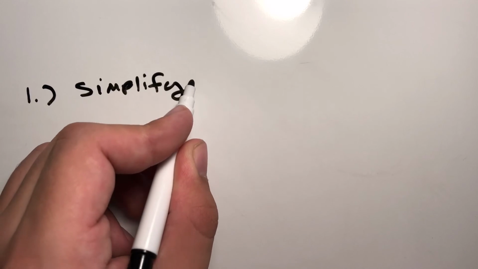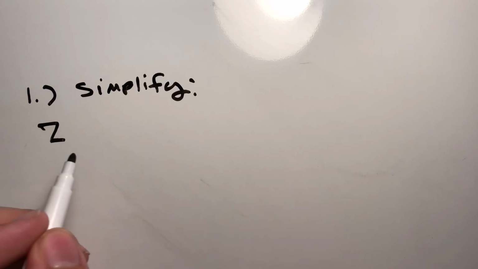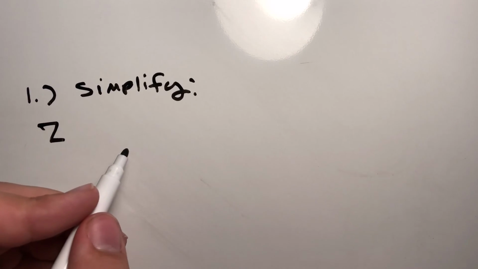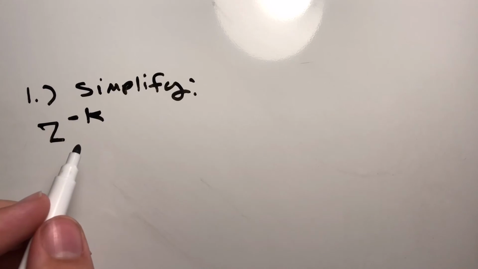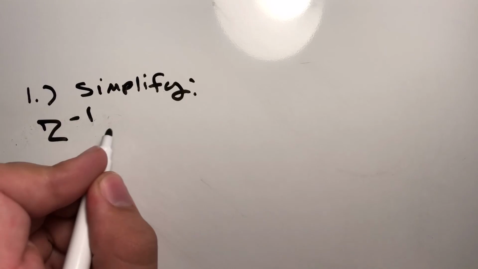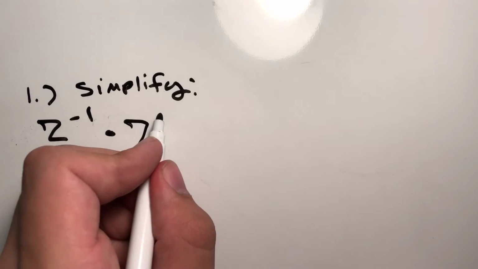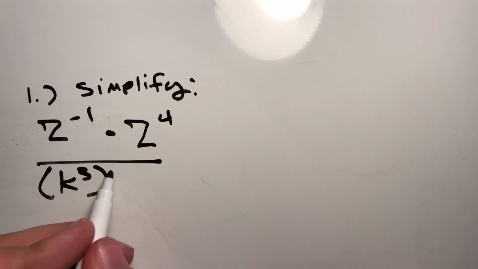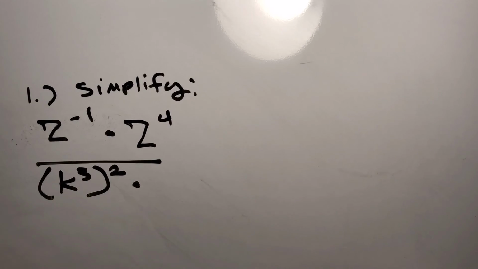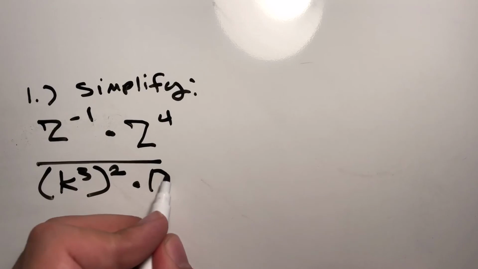And I'm just making these off the top of my head here, so it may look a little crazy, but I promise it's not. I'm going to take a new number z, right? Z is just a number. Right now, it's a variable that represents any number, right? We're going to have z to the negative 1 times z to the 4th over k cubed, right, that the second law is coming here, squared, times some random variable r, right?